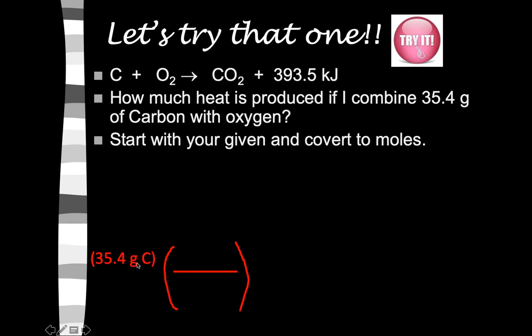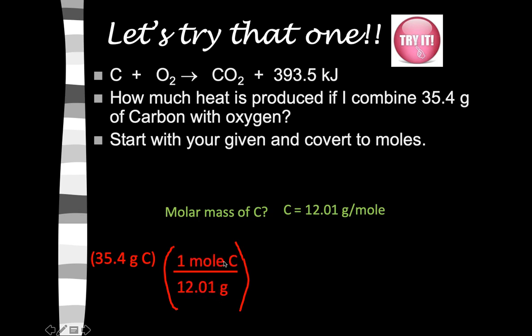Grams of carbon needs to cancel, so I look at the periodic table. The molar mass of carbon is 12.01 grams per mole. 12.01 grams goes on the bottom, 1 mole goes on top. Grams cancels, I'm at moles of carbon. All right, so there was my first step. I convert to moles.